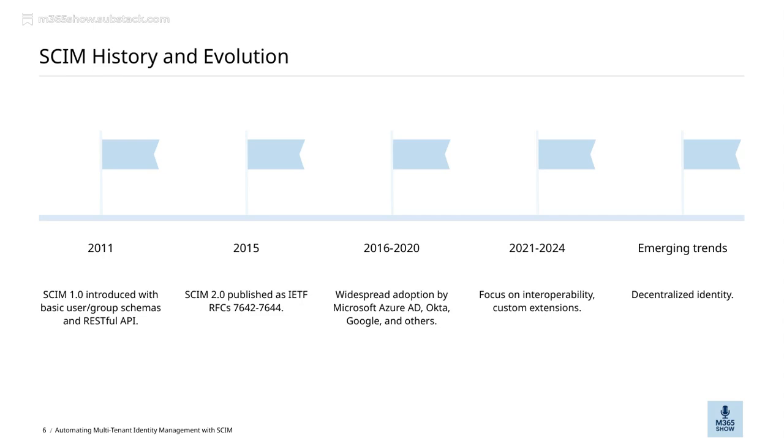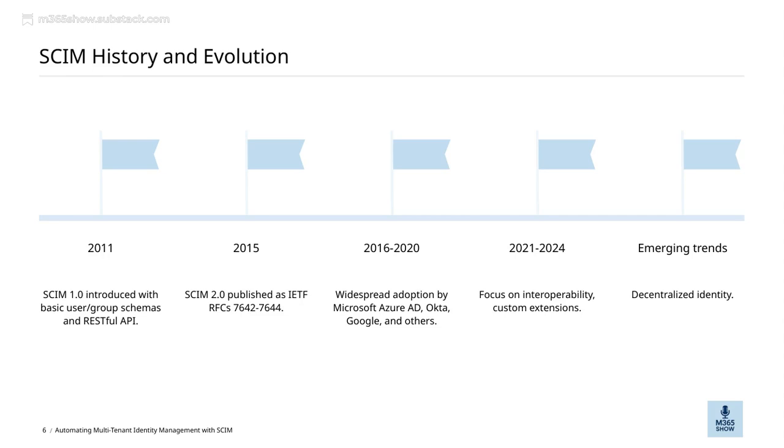Moving into the period from 2021 to 2024, SCIM has gained widespread adoption, with major players like Microsoft Azure AD, Okta, and Google implementing it across their platforms. A key emerging trend is the focus on decentralized identity, which aims to give users more control over their credentials and data. Additionally, there's a strong emphasis on interoperability and the development of custom extensions to adapt to various organizational needs. Overall, these advances highlight how SCIM continues to evolve as a vital tool for automating multi-tenant identity management in today's complex digital landscape.